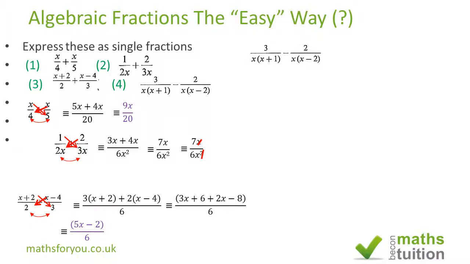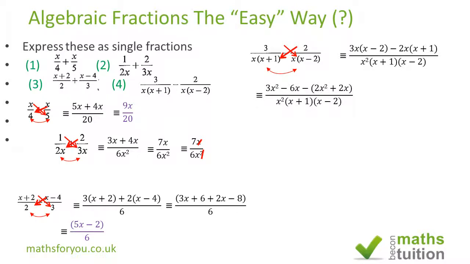For number 4, again, similar procedure, and then cross multiply and cross multiply, and we end up with 3x into x minus 2 when you cross multiply there, minus 2 into x, the x plus 1 there. Now, when we open up one of the brackets, we end up with 3x squared minus 6x minus 2x squared plus 2x there.